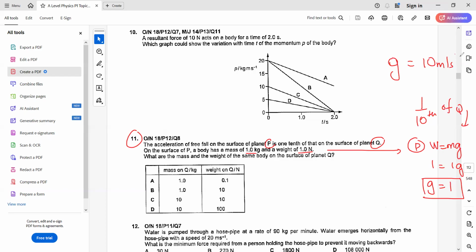That's the only reason this statement would be true, right? So that's what happens at Q. So this is given. Then they ask what are the mass and the weight? So mass actually is 1 and weight actually is 10. So I'll go with B.